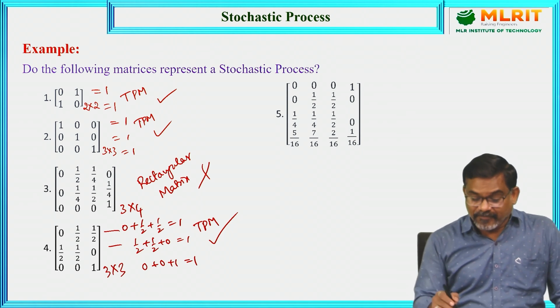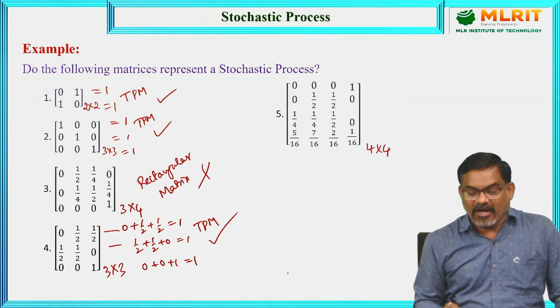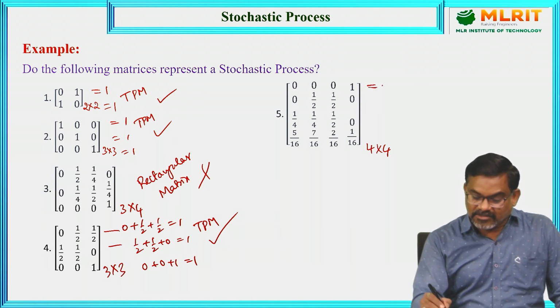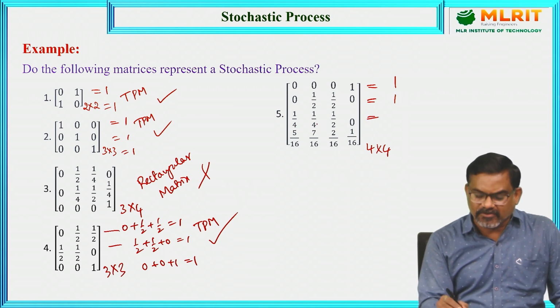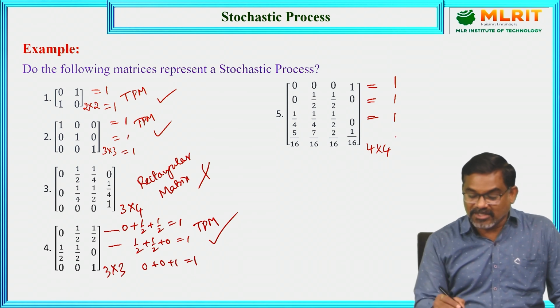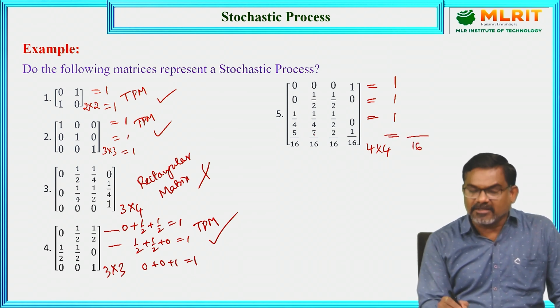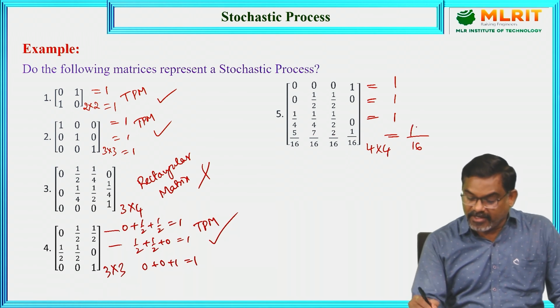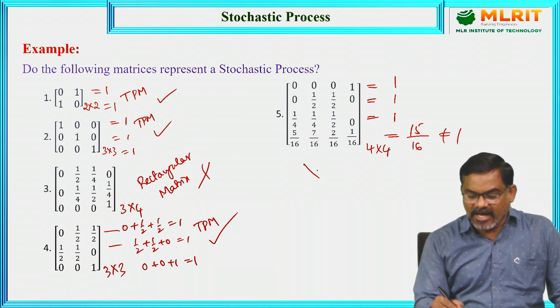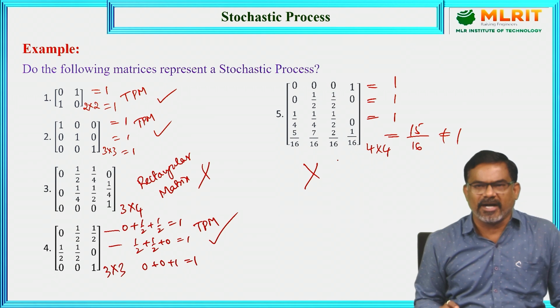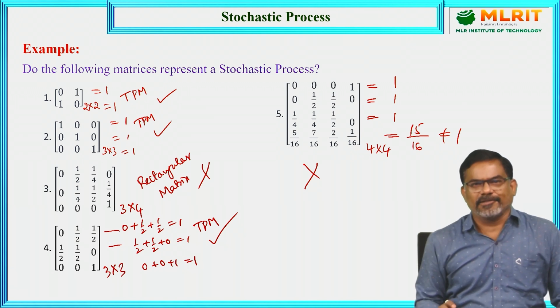And the last one, it is a 4 by 4 matrix, a square matrix, and all the elements are non-negative. But you can see here the total is 1, here half plus half, 1, here 1 by 4 plus 1 by 4, which is 1 by 2, again plus 1 by 2, 1. So, total is 1. But here the LCM is 16, 5 plus 7, 12, 14, 15 by 16, which is not equal to 1. Hence, it is not a transition probability matrix and it does not represent a stochastic process.